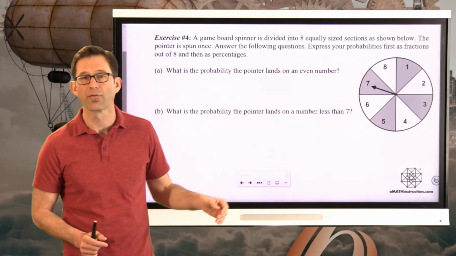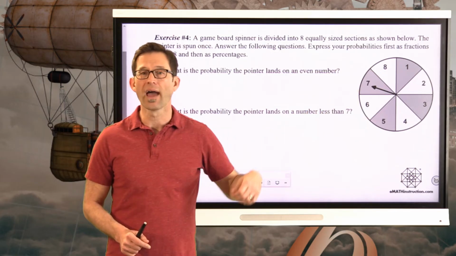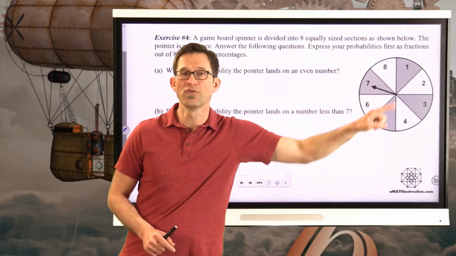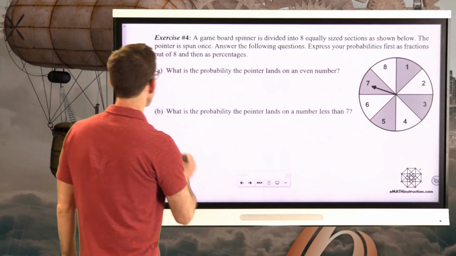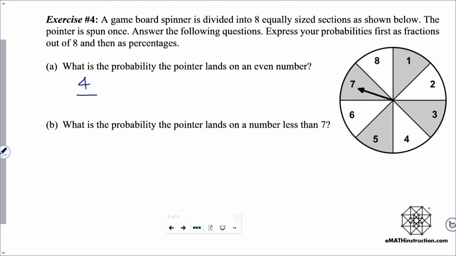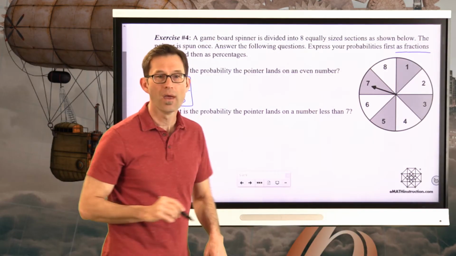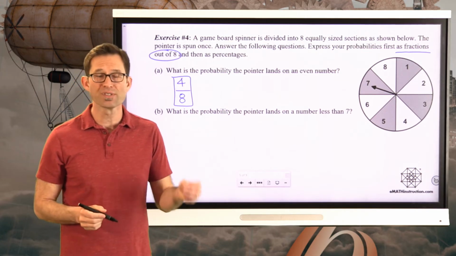All right, easy enough, right? There are 8 equally likely outcomes. 4 of those are even, 2, 4, 6, and 8. So my probability, in terms of an unreduced fraction, first as fractions out of 8, is going to be 4/8. All right, but we also want it as a percent.